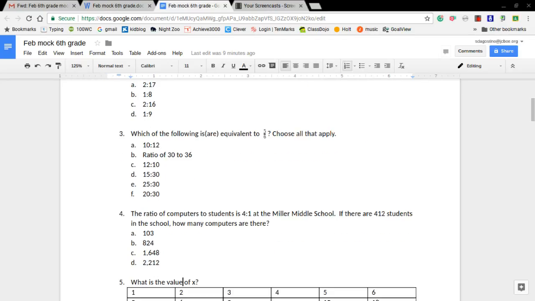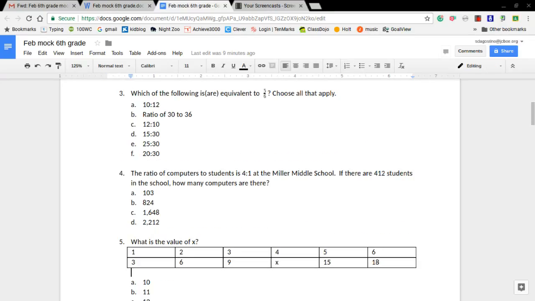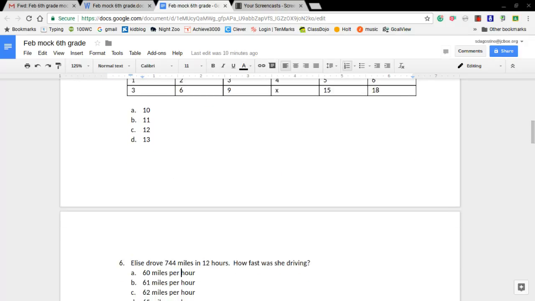Number 4, the ratio of computers to students is 4 out of every 1 at the Miller Middle School. If there are 412 students in the school, how many computers are there? A, 103. B, 824. C, 1,648. D, 2,212.